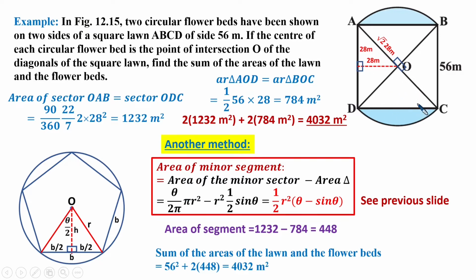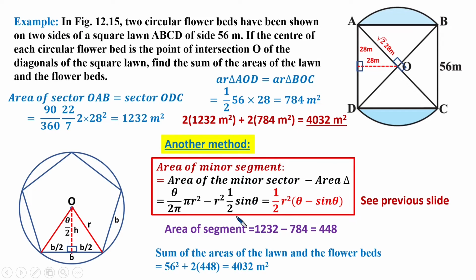So which we have shown here, the area of minor sector is theta by 2 pi times pi r square. With this fraction, this ratio you have taken. And area of triangle, see the previous slide, or you just go before. I have shown for given r, r square half sine theta is the area of the triangle.